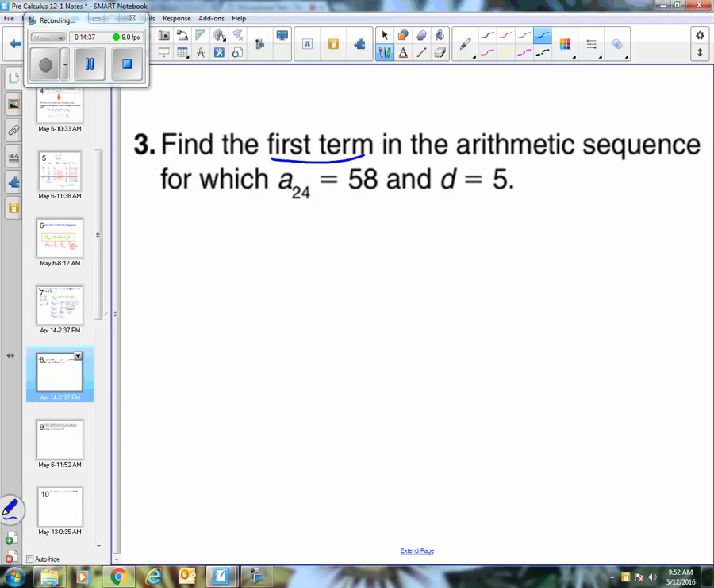So I want you to find the first term. That's finding the A1, not the steak sauce. Okay, so what's n in this one? Can you tell by the information I gave you? So I said A24 is 58. So how many terms would there be in this list?